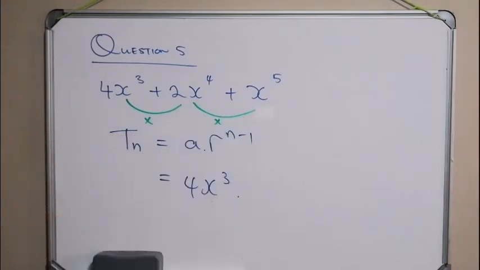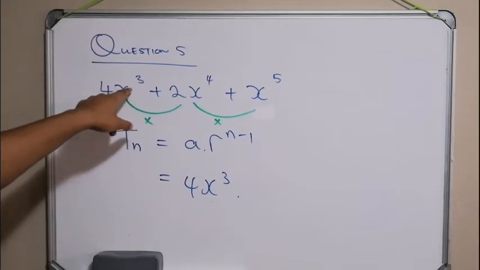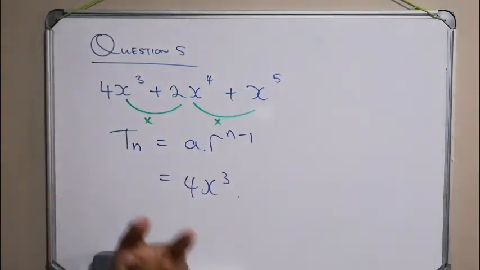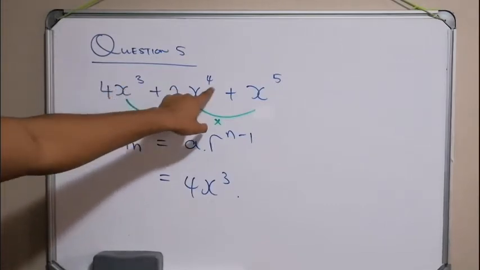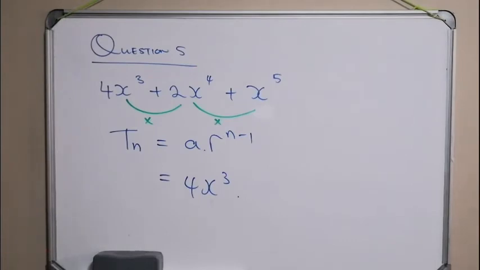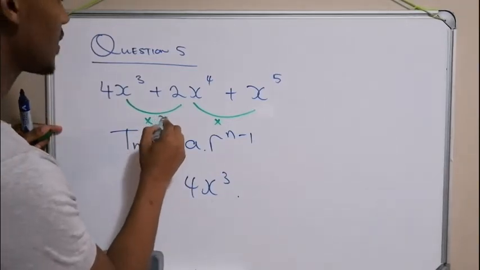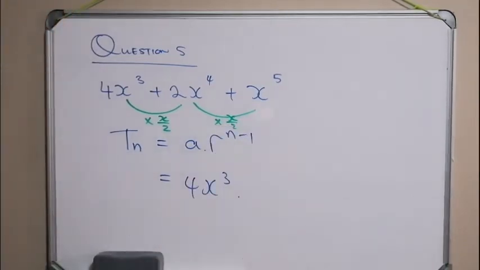And if you look at what's happening to the x's, we are increasing by 1 power of x each time. So if you multiply this by an x, you get that. If you multiply this by an x, you get that. So we're dividing by 2 and we are multiplying by an x. So in total, we're actually multiplying by x over 2. The x is on top because you can see it's getting bigger, and the 2 is at the bottom because we are dividing by 2.